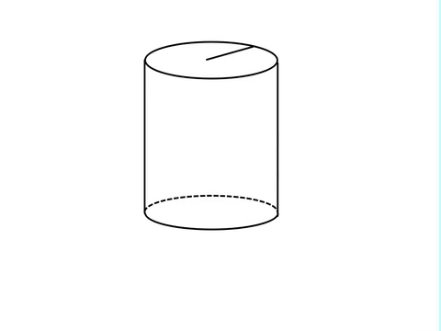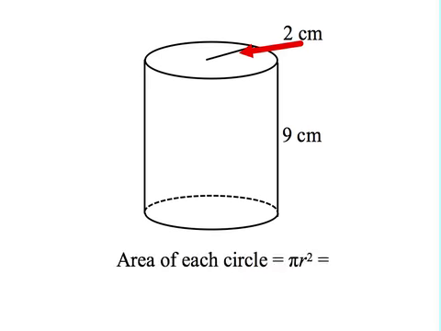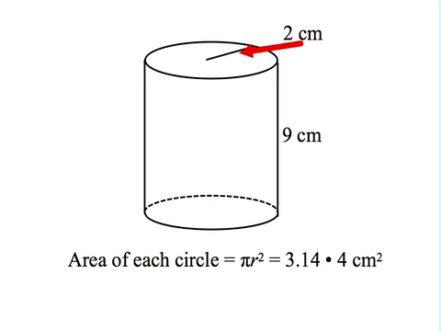Back to our cylinder, let's do an example. On this cylinder, we've marked the radius, we've measured it, we've got 2 centimeters. The height is 9 centimeters. So the area of each circle is pi r squared, where r is 2. And we'll use 3.14 for pi.